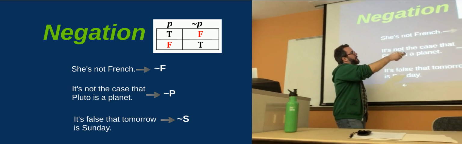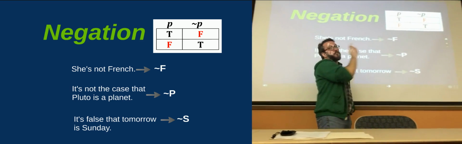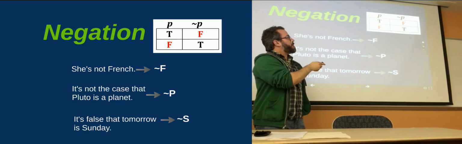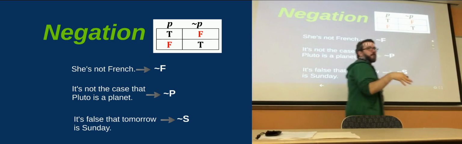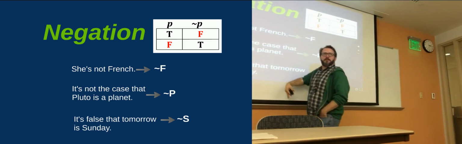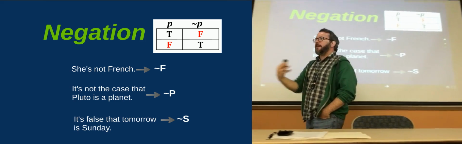And I represent this on this truth table here that shows that here are my two possibilities for P. P could be true, or it could be false. If P is true, then not P is false. If P is false, then not P is true. And this represents any number of possible natural language statements that are representing the same content.